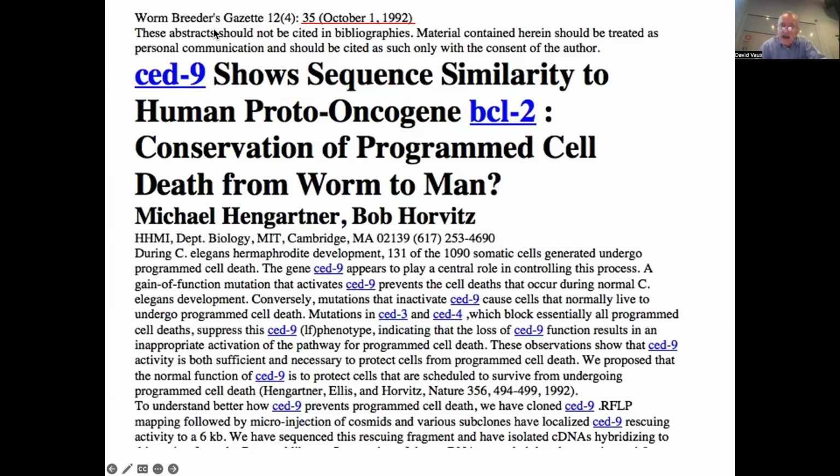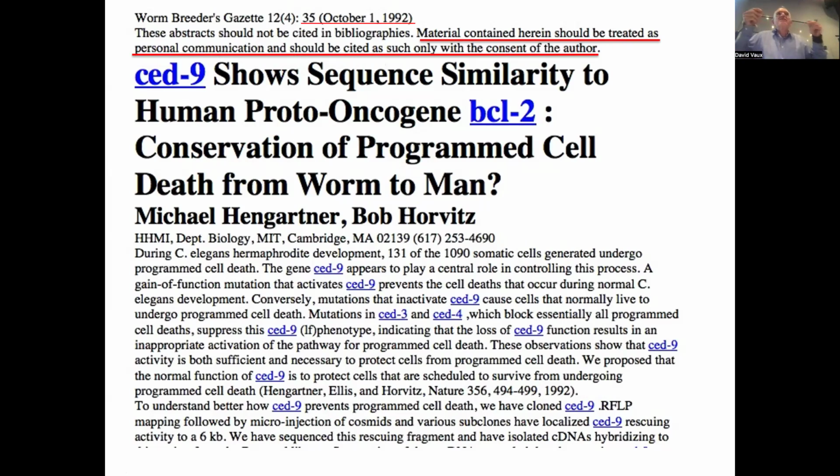But you see here that these abstracts in the Worm Breeders Gazette should not be cited in bibliographies. Material contained herein should be treated as personal communication and should be cited as such only with the consent of the author. So we rang up Bob Horvitz and said, can we mention as personal communication the fact that SED9 and BCL2 have sequence similarity? And he said no. And Nature said no, they're not going to consider things any further.